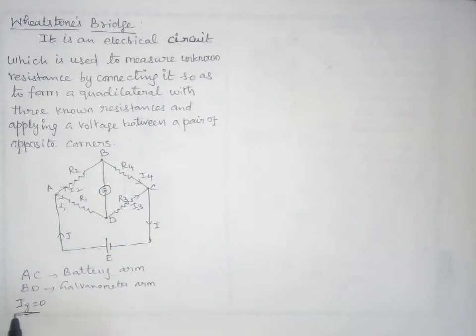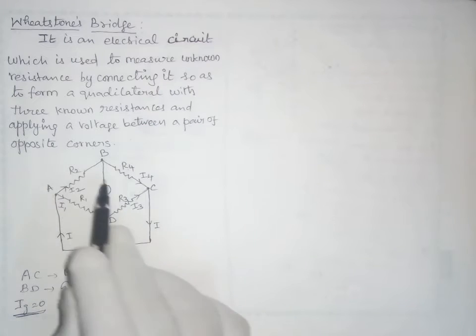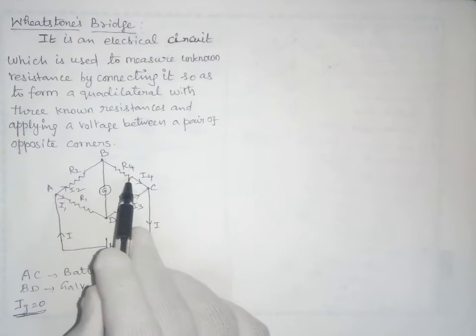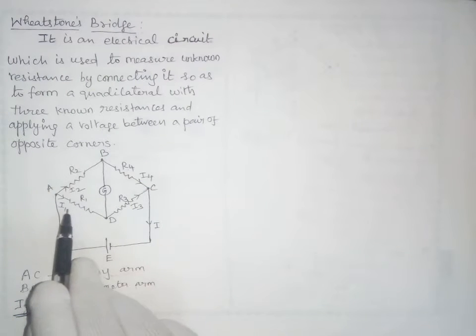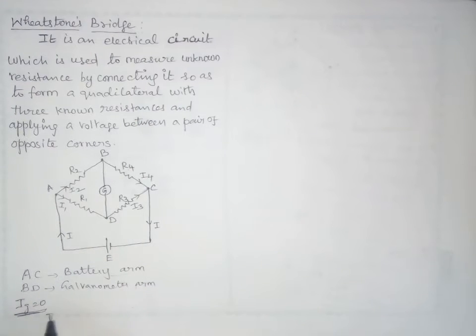So we are going to derive the balance condition. Initially we assume Ig equal to 0. Using Kirchhoff's first law, if Ig equal to 0 then I2 equal to I4, and in the same way I1 equal to I3, because Ig equal to 0.